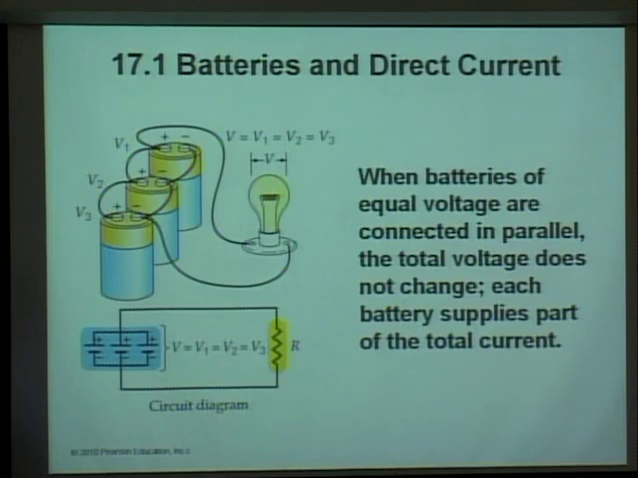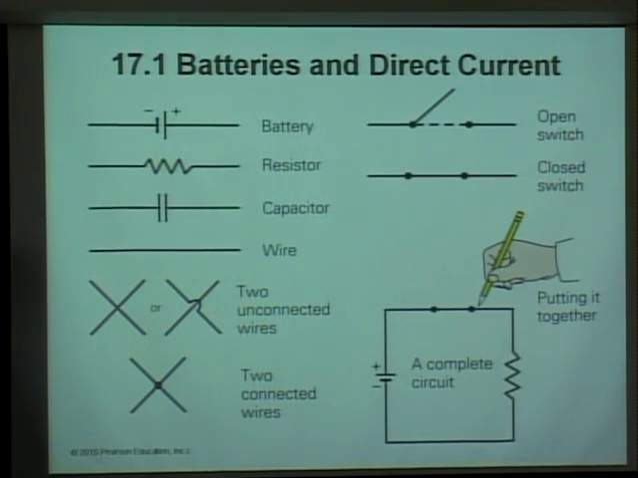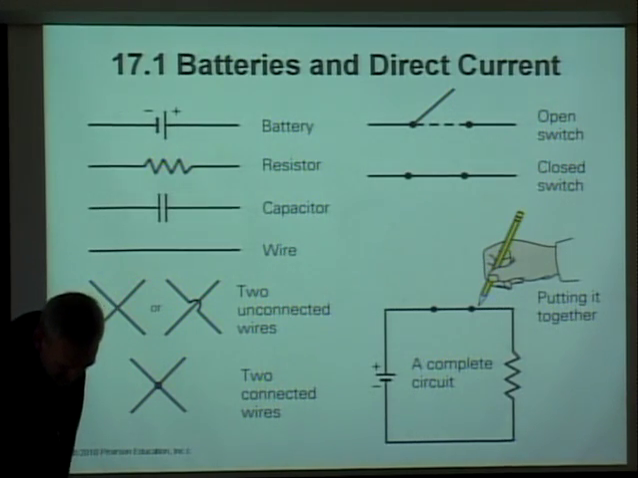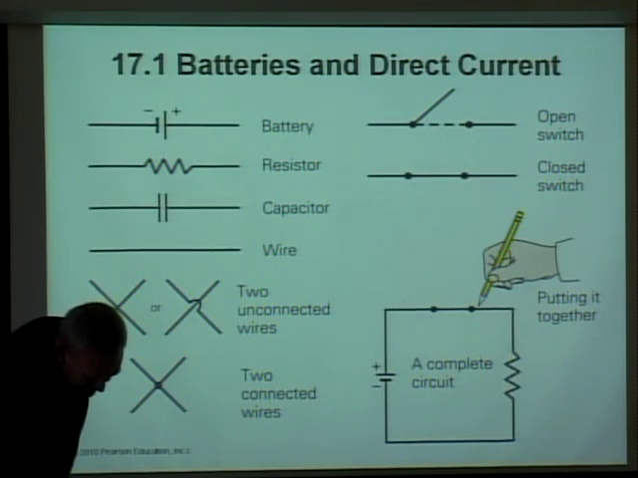Okay. All right. Now here's the way things look. Here's your circuit symbols and all that kind of stuff.